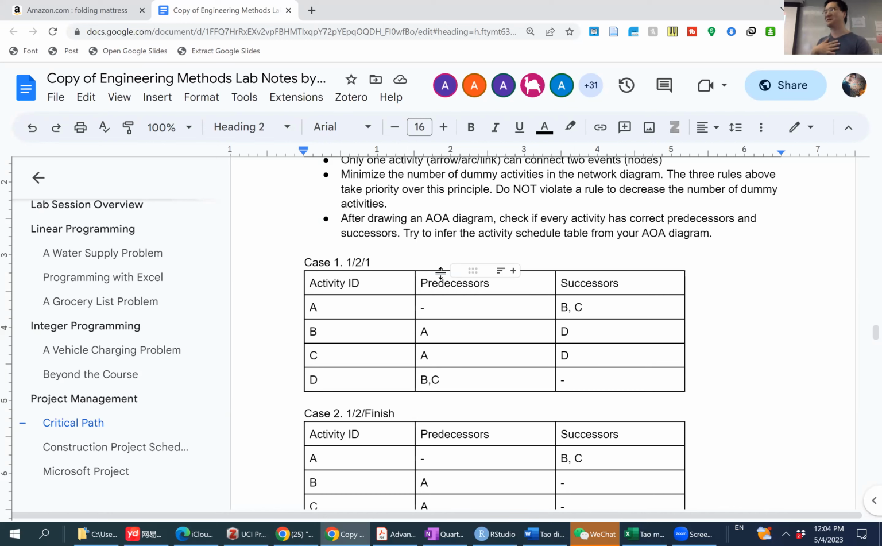Sometimes I'm also very creative in terms of drawing diagrams. Some are correct. One diagram, according to the table, can be drawn in different ways, but not all are correct. There can be multiple correct ways, though. So let's start with case 1.